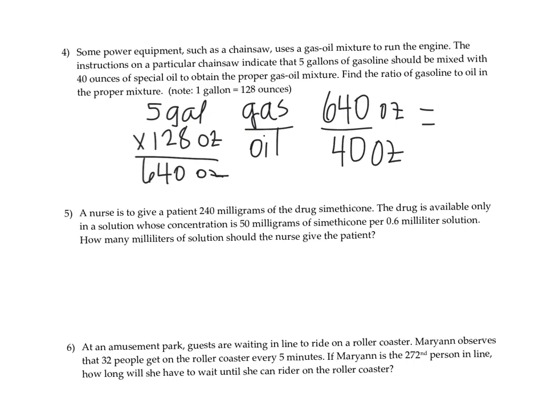Technically here the ounces are going to divide out, and 640 divided by 40 is 16. So we say that our ratio is 16 to 1. And that does not have any units on it. It is just saying 16 parts of gas to 1 part oil. 16 to 1. So we say the ratio is 16 to 1.